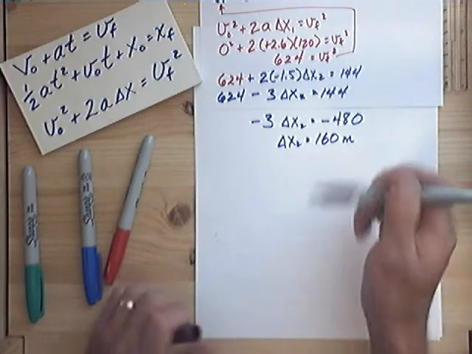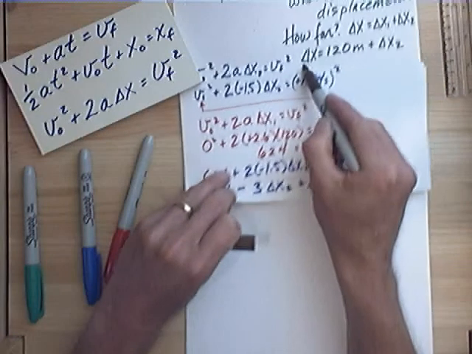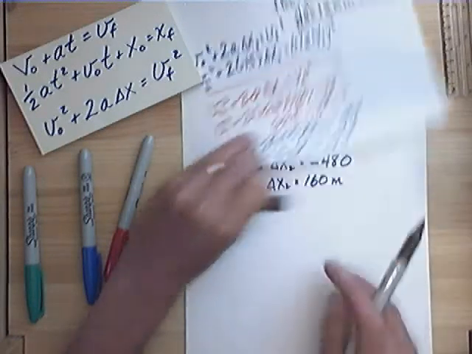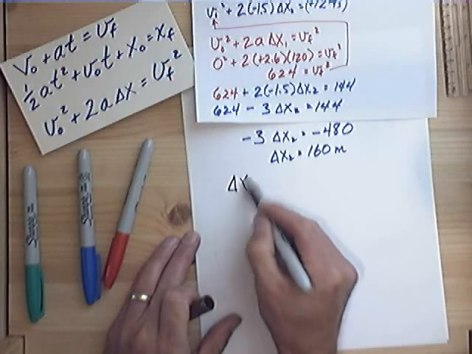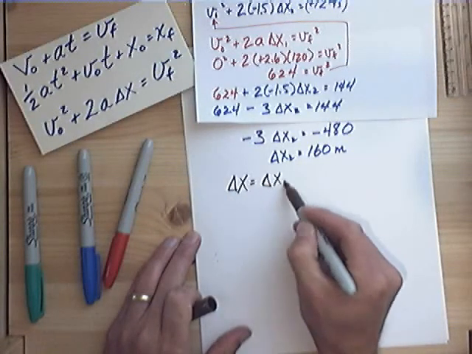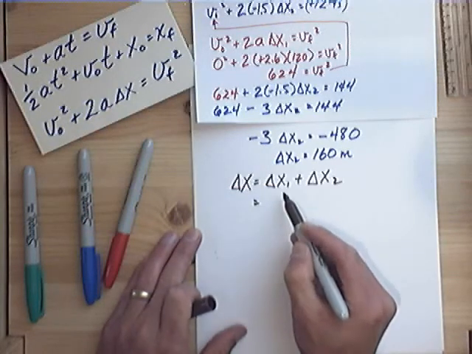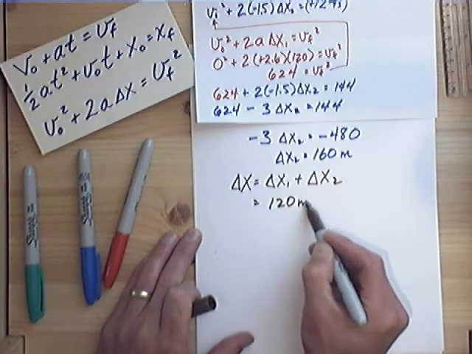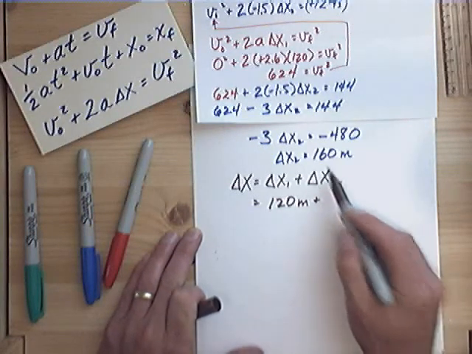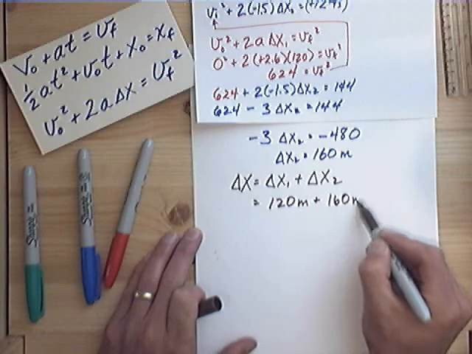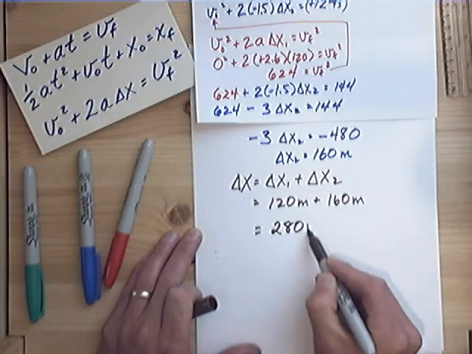No, because my original question was how far it went. So my total delta x is delta x1 plus delta x2. Delta x1 is 120 meters. We know that from the givens in the problem, and delta x2 is 160 meters. So the total distance the motorcycle travels is 280 meters.